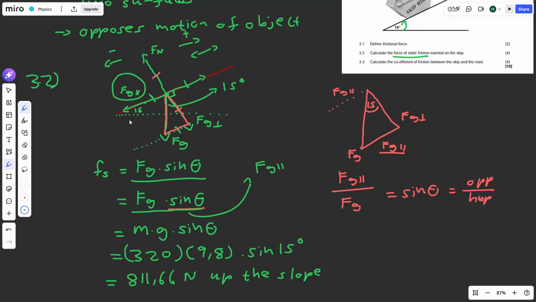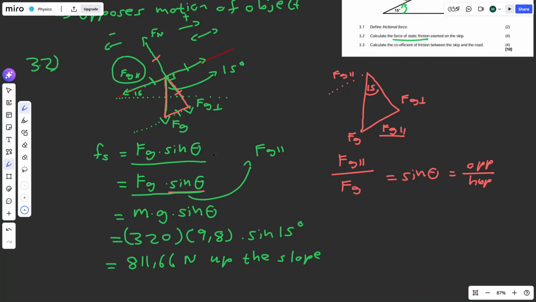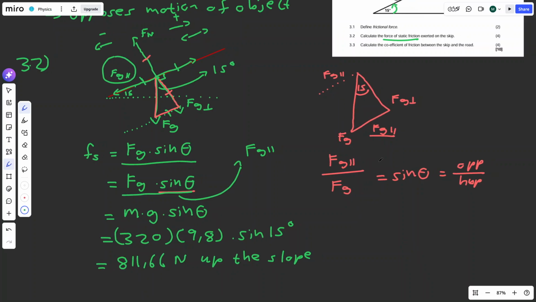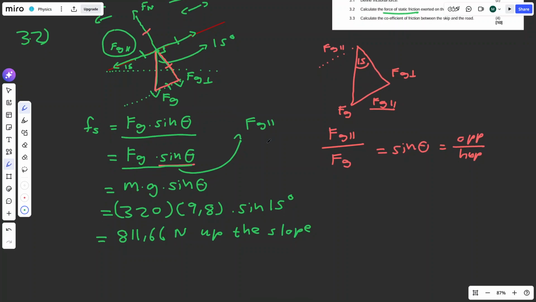So if you are asked to find some other force acting in a different direction, you get that answer and then specify it's down the plane. And that is basically it for that question. So now let us go to the next part. In the next question, we now want to find the coefficient of friction between the skip and the road.